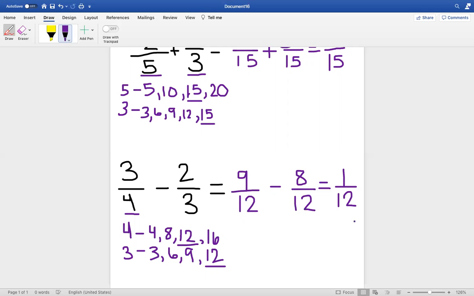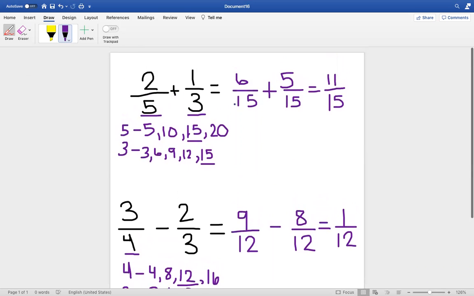So remember, when you are adding and subtracting fractions, you have to look at your two denominators, list their multiples, then you find a common multiple and make equivalent fractions. Once you have done that, you can add or subtract your numerators and your denominator just slides over or stays the same. Make sure to pay attention to whether it's an addition problem or a subtraction problem.